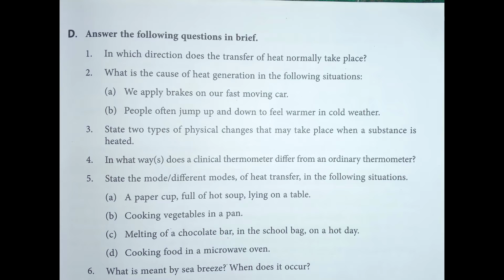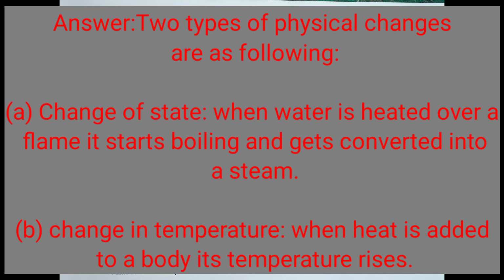Question number 3. State two types of physical change that may take place when a substance is heated. Answer. Two types of physical change are as follows. A. Changing of state. When water is heated over a flame, it starts boiling and gets converted into steam. B. Change in temperature. When heat is added to a body, its temperature rises.